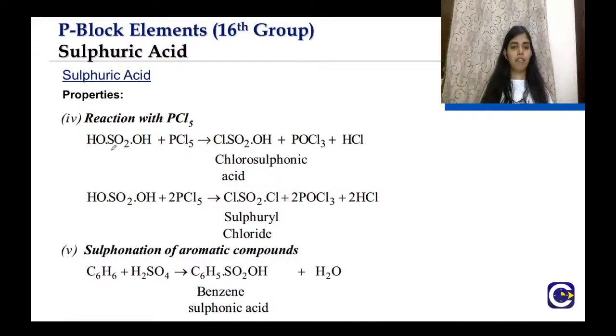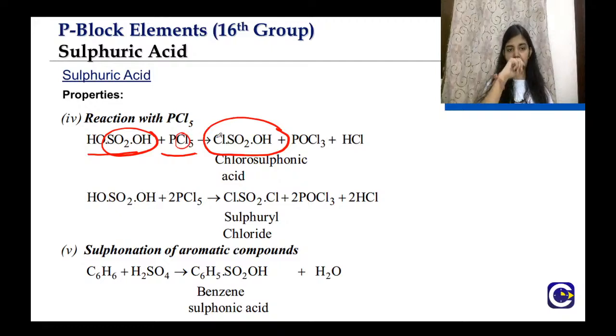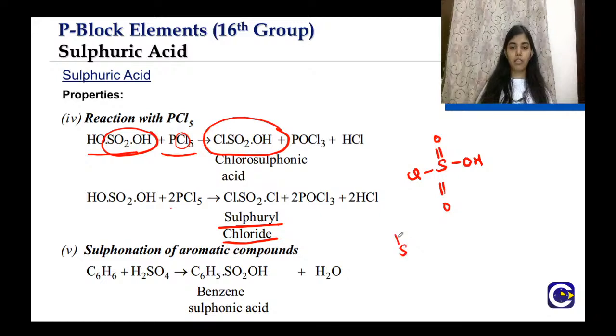Now reaction with PCl5. H2SO4 on reaction with PCl5 will give you chlorosulphonic acid. That means the SO2OH part and chlorine combine to give chlorosulphonic acid. Similarly, with PCl5, it can also give you sulphuryl chloride. That means 2 chlorine atoms here. The structure, if you draw, will be somewhat like this. SO2(OH)Cl is chlorosulphonic acid. Sulphuryl chloride, the structure will be like this: SO2Cl2.